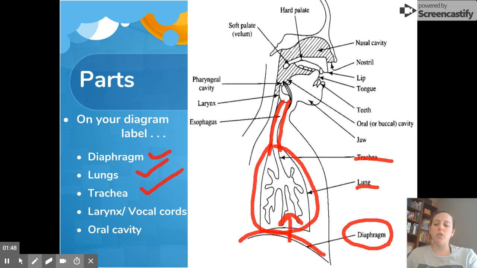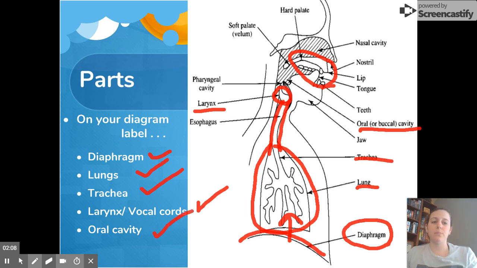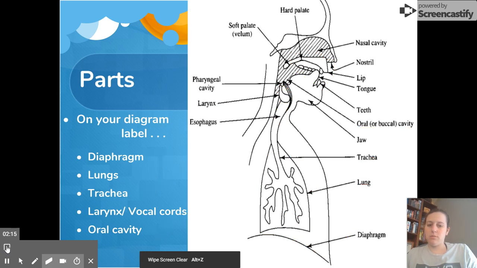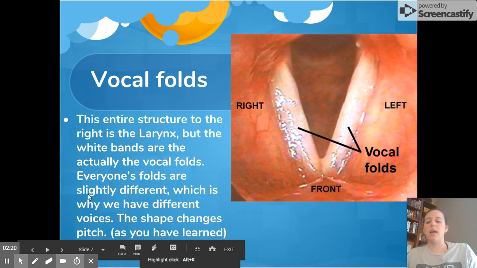Okay, the next one is your larynx or your vocal cords, which is right here. Your larynx, and inside your larynx is your vocal cords. So your vocal cords are a part of it. And then your oral cavity, which just means your mouth, the hole in your mouth. Okay, check. Got it. And next slide, here we go.